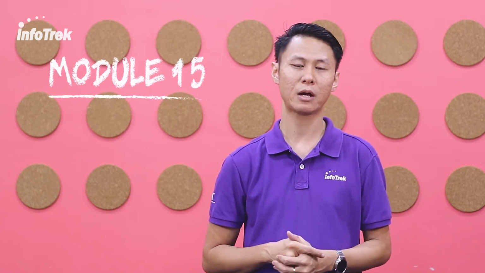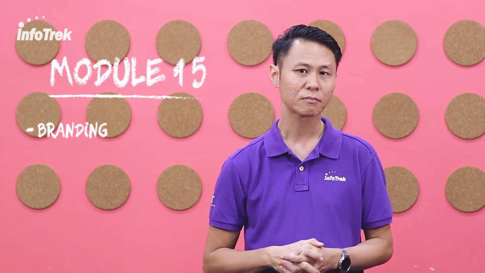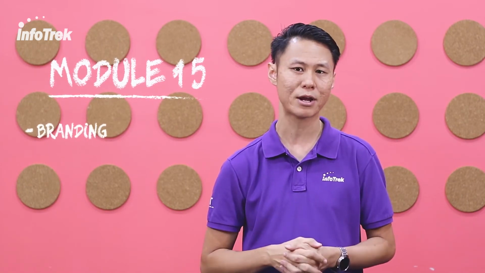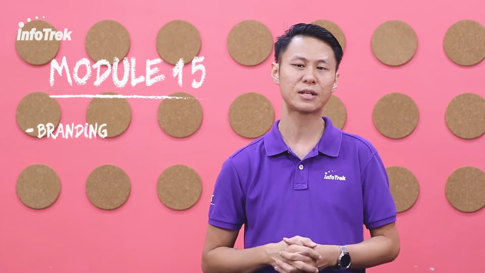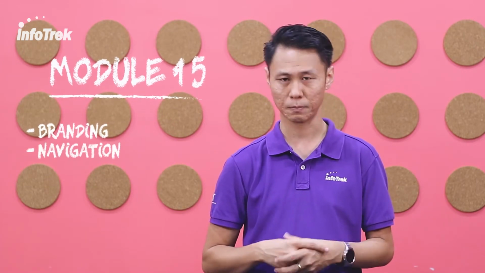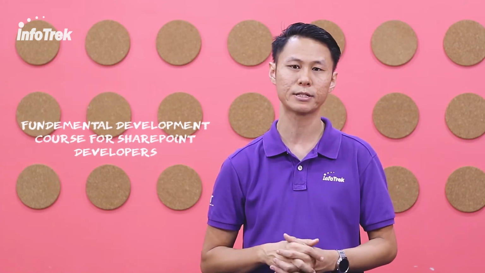That will bring us to the very last module, module 15, where we focus on branding. Not really a deep dive into branding, but just surface detail about branding and navigation. How can we use the design manager in a publishing site, allowing you to customize the navigation by introducing ASP menus and breadcrumb trails that you can incorporate into your publishing site? So there you go, 15 modules in the first fundamental development course for SharePoint developers.